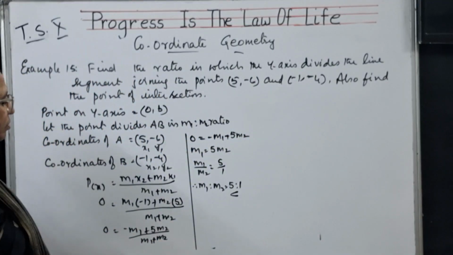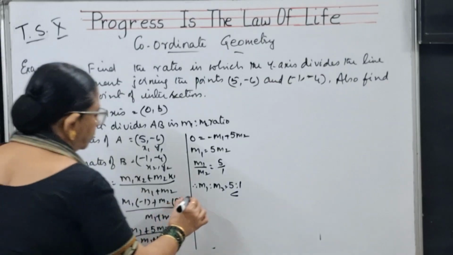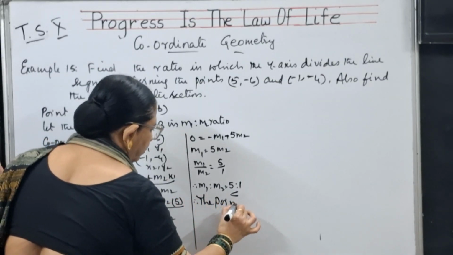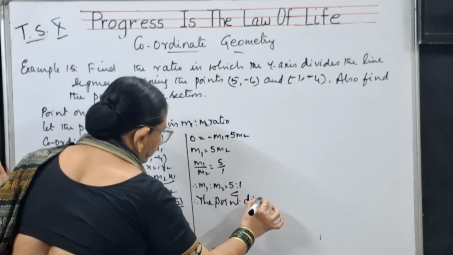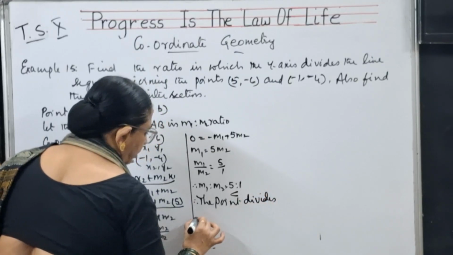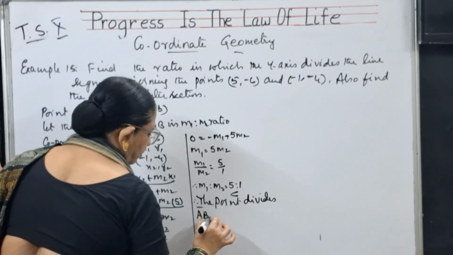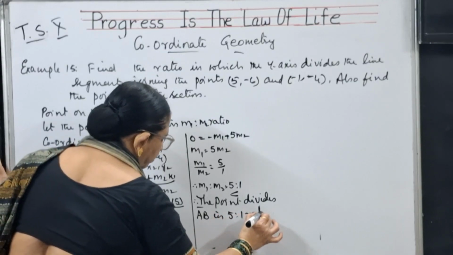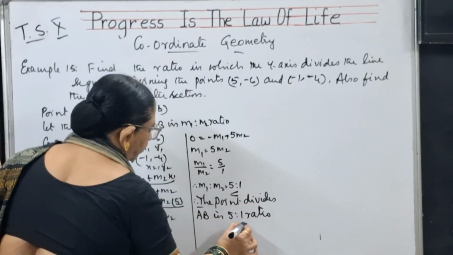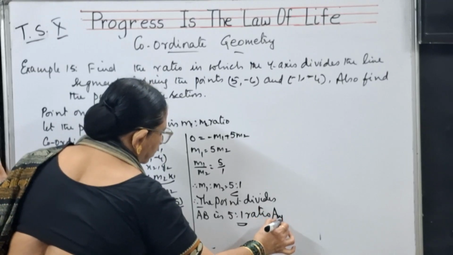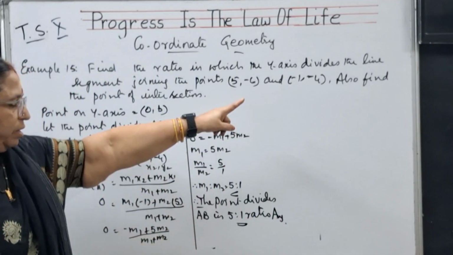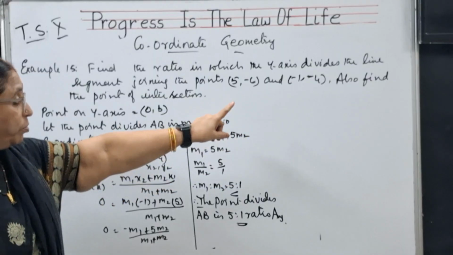So you have got the answer here as 5 is to 1. Therefore, the point divides the AB line segment in 5 is to 1 ratio. So one answer we have got, children. After getting the answer, see the continuation of this problem.